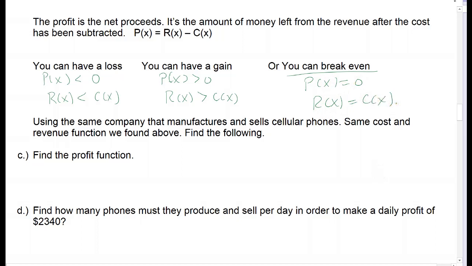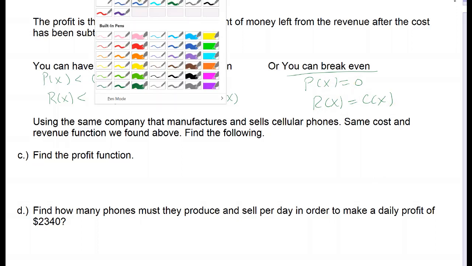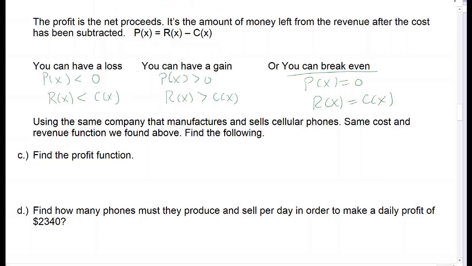And that is the bare minimum of what you want to get to. At the very least, you want to break even, meaning my sales at the very least cover my cost. I'm not making any money, but I'm not going into debt. I'm not losing money. It's the bare minimum of what you want to get to.